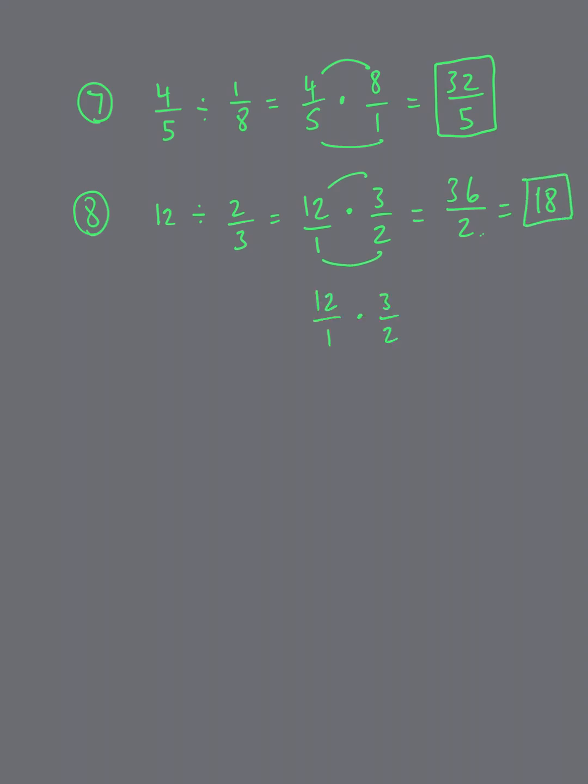Now we could have simplified instead. At this stage here, we know that 12 is divisible by 2 here, so we could have done 12 divided by 2 is 6, 2 divided by 2 is 1, multiplied 6 times 3 is 18. And we can get our answer either way.